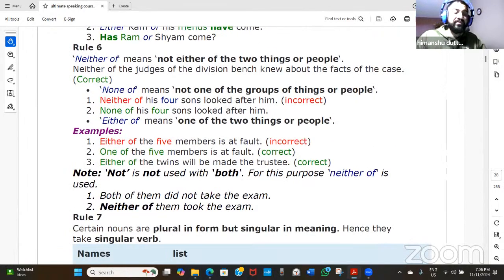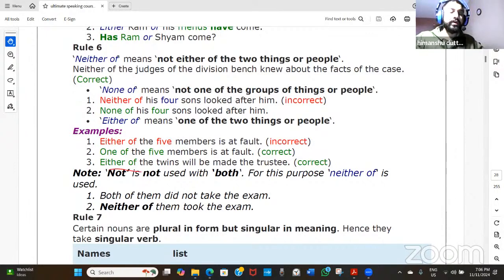Then, either of the five members is again incorrect. Why? Either or neither nor, we know, refer to only two persons. One of the five members, here we say one out of those five members, is at fault. It is correct. Why? Because we are talking about one person. One of the five members depends upon the kind of sentence or statement that we have written in a certain discourse, whether we are writing an essay or whatever, it depends on that.